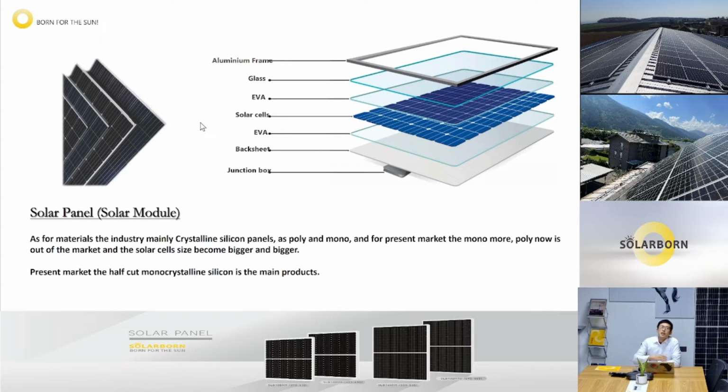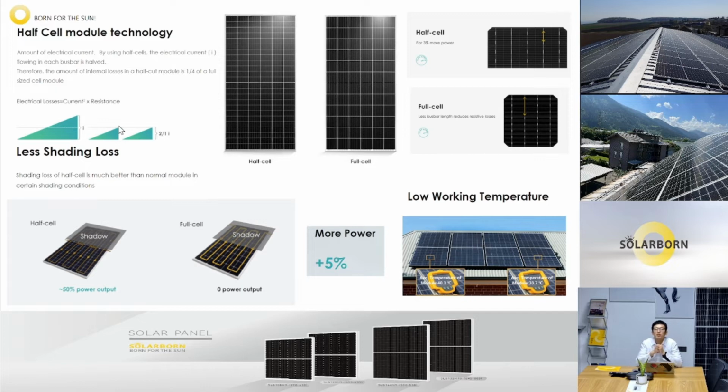And this is the picture to show the complete structure of the solar panel. For general solar panels, we have the aluminum frame, glass, EVA, solar cells, EVA, back sheet, and the junction box. If we use double glass, the back sheet will change to a glass panel. Maybe this is very easy to understand how a solar panel is constructed. And then we go to check.